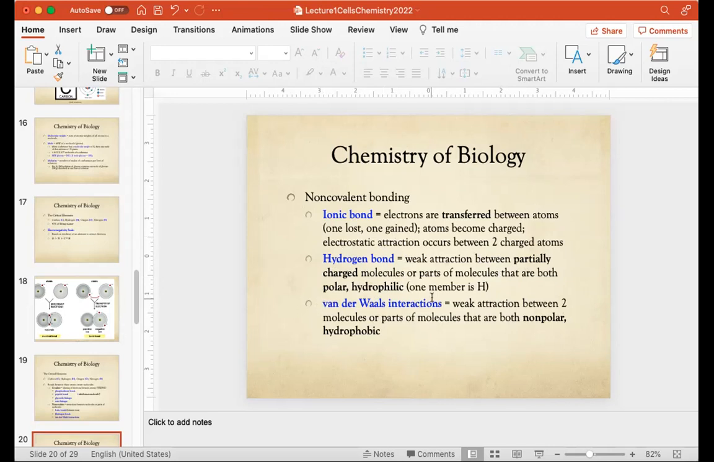Van der Waals interactions are weak attractions between two molecules or parts of molecules. But van der Waals interactions form when molecules are non-polar and hydrophobic. So polar and hydrophilic for hydrogen, non-polar hydrophobic for van der Waals. If you can remember those, you'll be a long way towards remembering how they're going to behave.